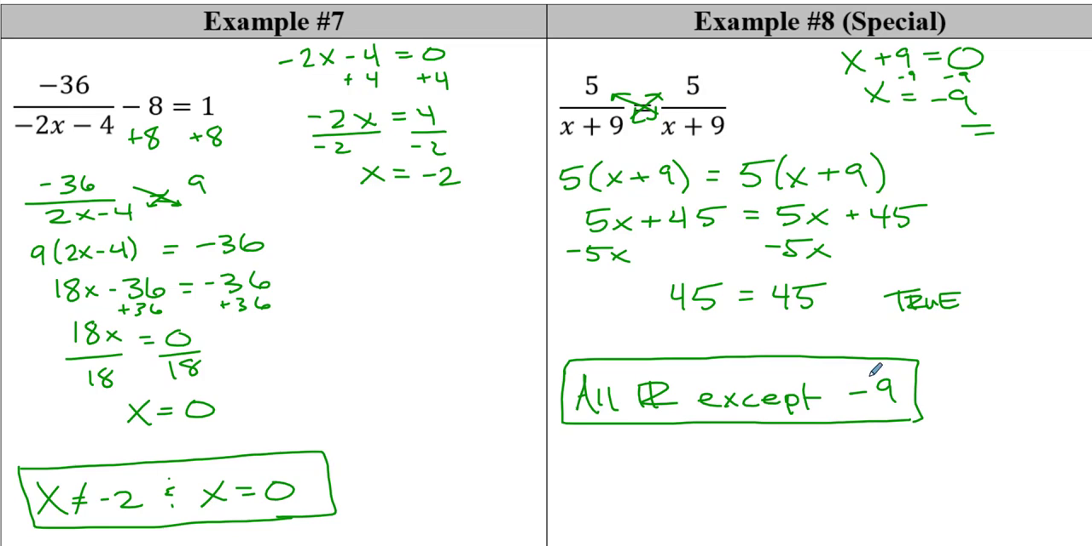All right, well, I hope you enjoyed this lesson. I think this one's not too bad. Just takes a little bit of practice and a few extra steps from solving equations like we've done before.